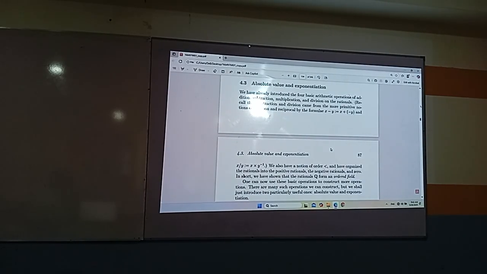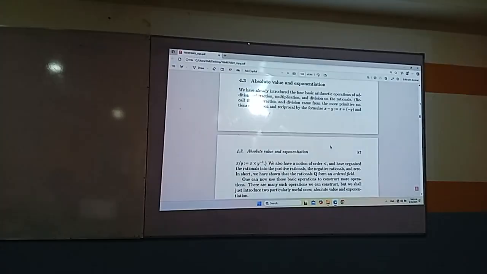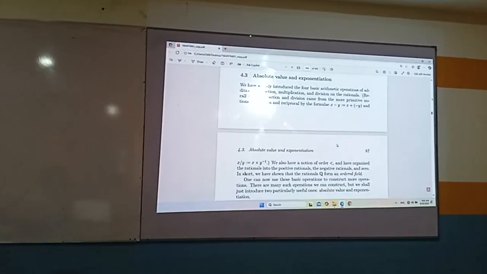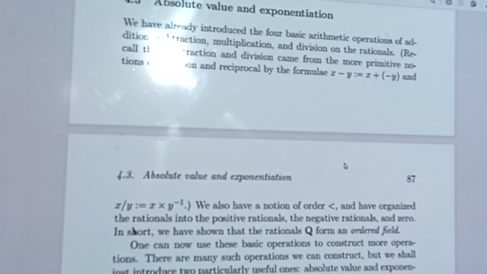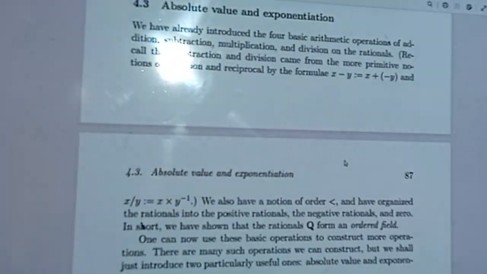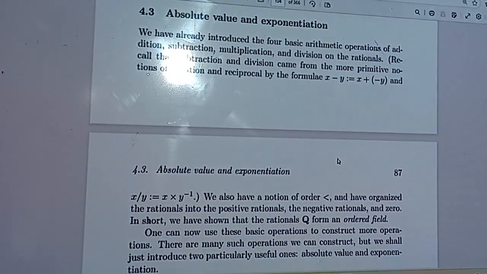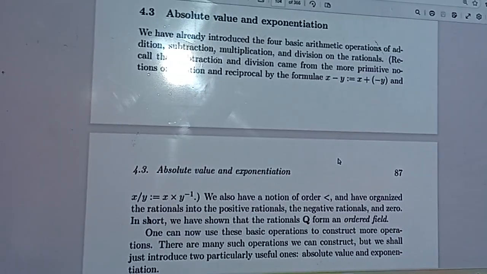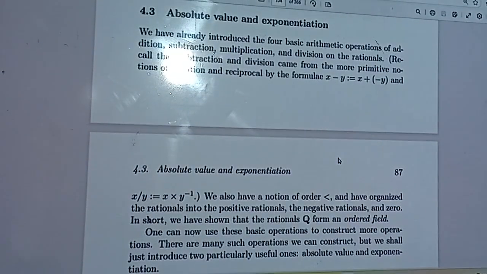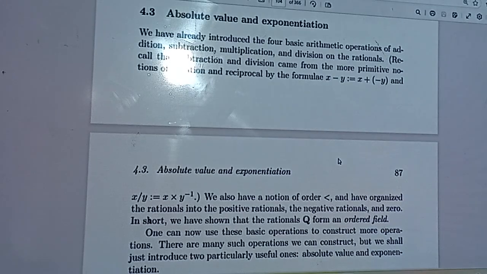x minus y is x plus minus y, and x over y is x times y inverse, defined for y nonzero. We also have a notion of order, and we organize the rationals into the positive rationals, the negative rationals, and zero. So he is building up the number system with algebra, and now the absolute value comes, which is the part of analysis.